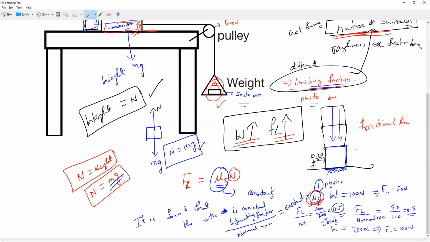One physics book I am dragging, I get some limiting friction. Two physics books, I get some limiting friction. Three physics books, I get some limiting friction. So if weight increases, normal reaction also increases. Am I right or wrong? So if I find the ratio of F limiting divided by normal reaction, I always get a constant. That constant is called the coefficient of static friction. Okay?